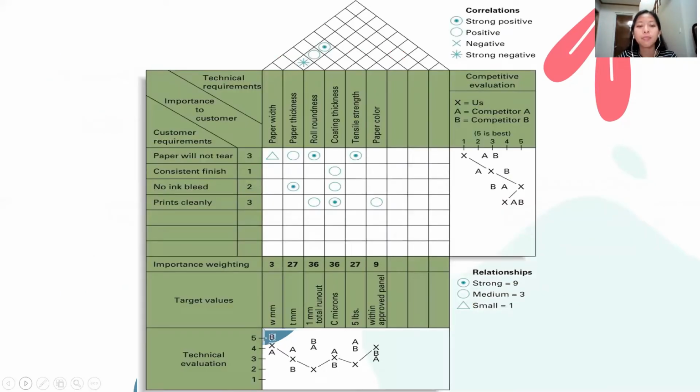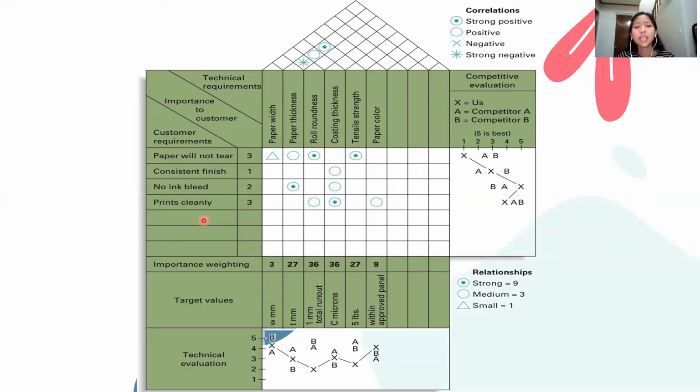This is an example of the detailed house of quality matrix. Ang example of data na ginamit dito is about a customer who is a commercial printer and the business that supplies the paper. Let's start first with the customer requirements. The customer requirements are located in the left part of the matrix. They consist of paper will not tear, consistent finish, no ink bleed, and prints clearly.